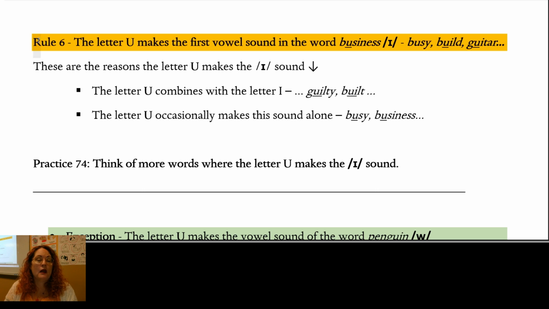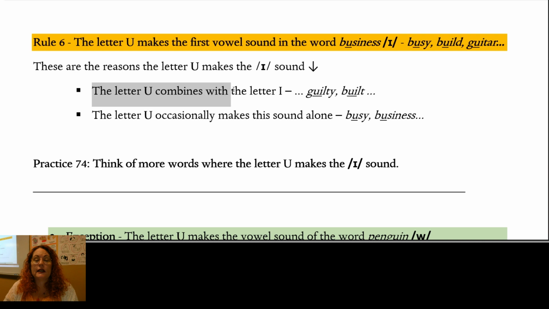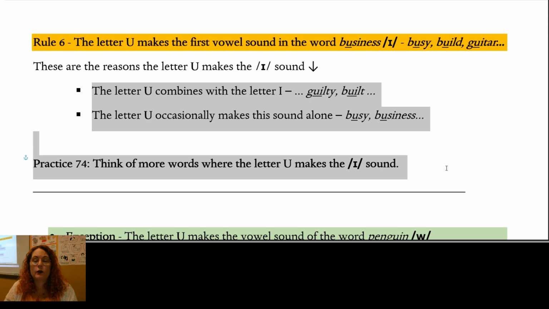Still another one. Rule 6, U can make the first sound in the word business. I. Busy, build, guitar. U makes the I sound when it combines with I. For example, guilty or built. And sometimes it makes it alone. For example, busy or business. Can you think of some more words where the U makes the I sound?